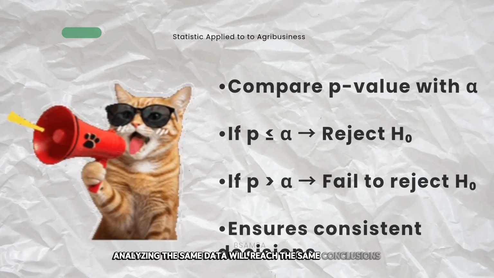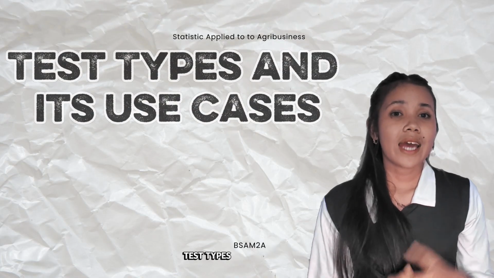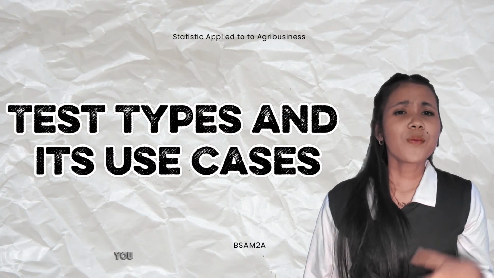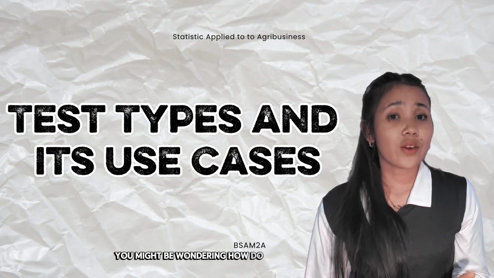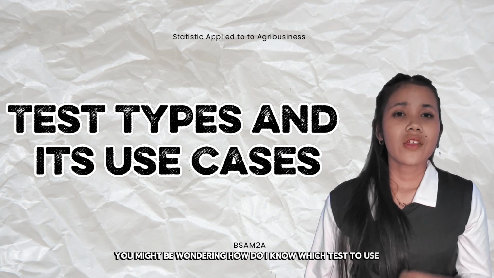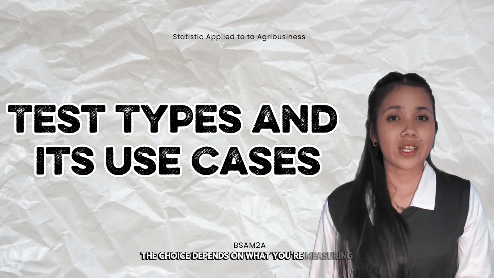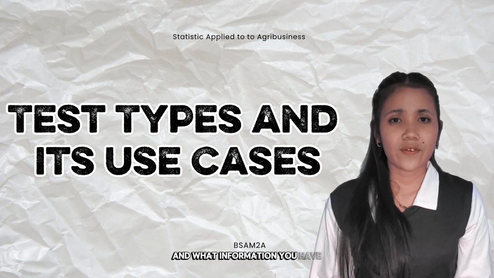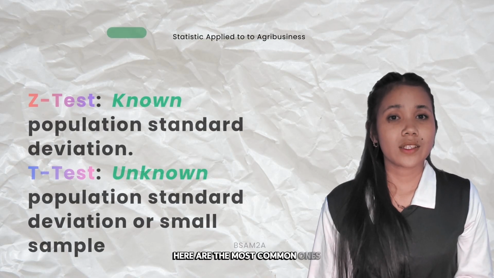This rule provides a clear and consistent way to make decisions, ensuring that different researchers analyzing the same data will reach the same conclusions. Test types and their use cases. You might be wondering, how do I know which test to use? The choice depends on what you're measuring and what information you have. Here are the most common ones.